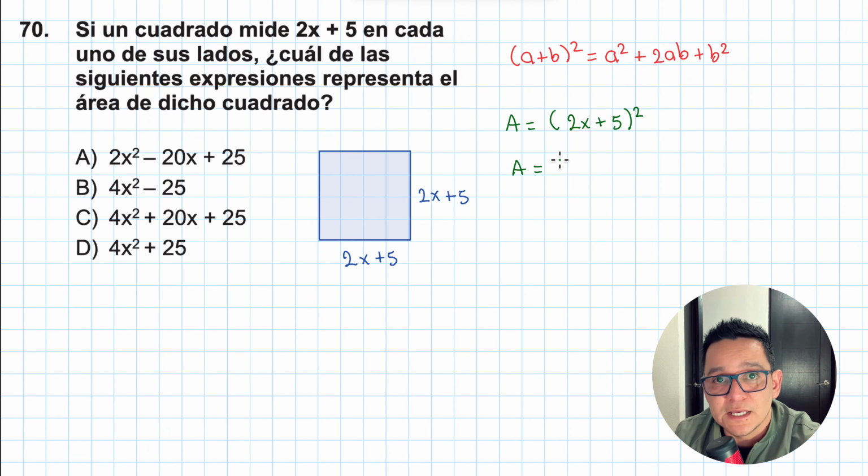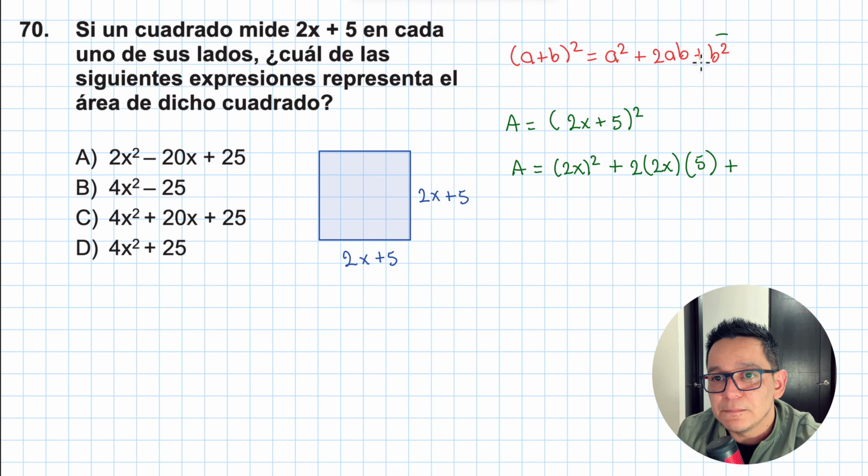So according to the formula, first, we're going to square the first term, so I'm going to write 2x and raise it to the power of 2. Then we're going to add 2 times a times b, that is, 2 times the first term, which was 2x, and times the second term, which is 5. We're doing well so far, right? Then it's plus b squared, that is, plus the second term squared, so in this case it would be plus 5 squared. And now here, we would just have to simplify a little bit, right?